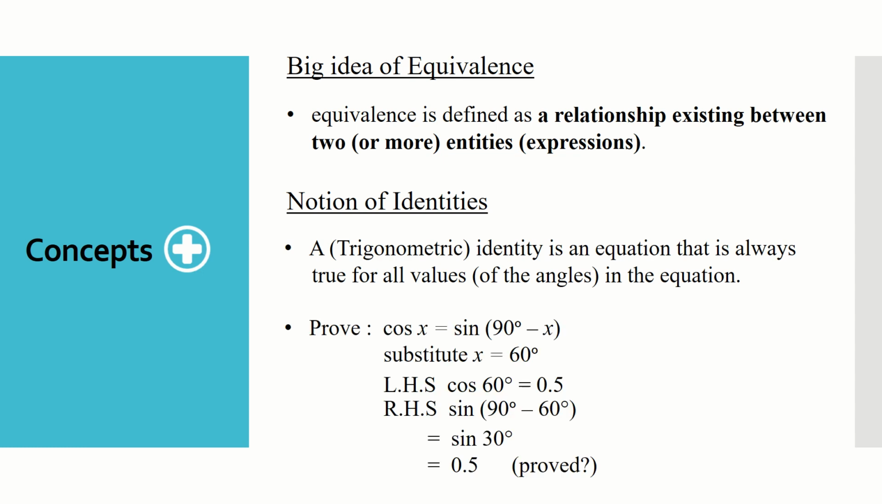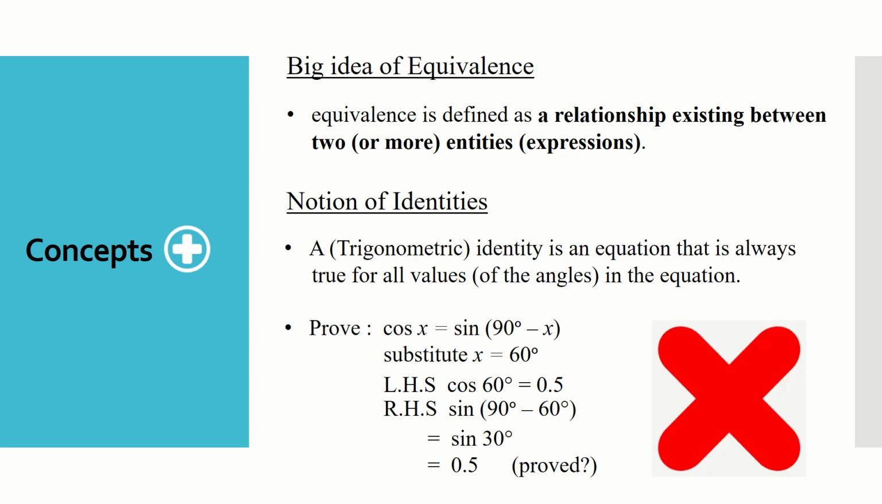Now consider this proof where a student is required to prove cosine x equals sine 90 minus x. By substituting x to be 60 degrees, the student evaluates both of them to be 0.5 and considers the proof complete. Is this acceptable? Unfortunately not. This student had merely established the equivalence for a specific value of x. It is as serious as saying that x plus 2 equals x squared because it is true for x equals 2.